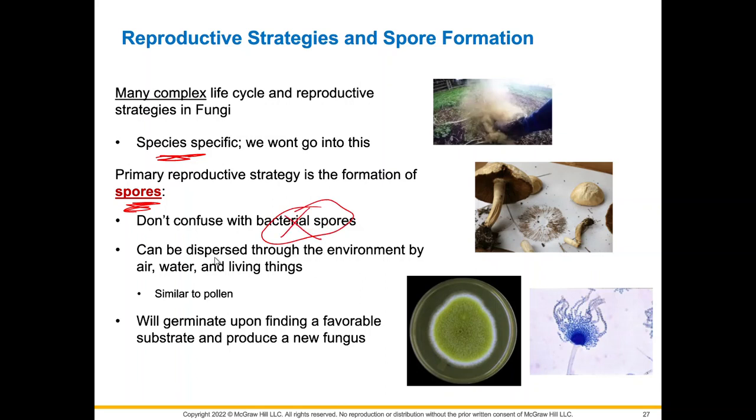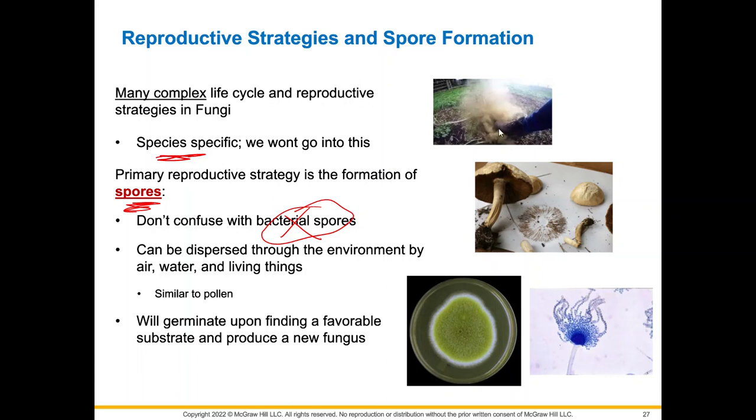These spores, you can think of them sort of like pollen. It's similar to that, where the spores will be distributed through the wind, for example, through water, through pollinators, even just sticking on individuals and falling somewhere else. But once they find a favorable substrate, they will then begin to grow new fungus.